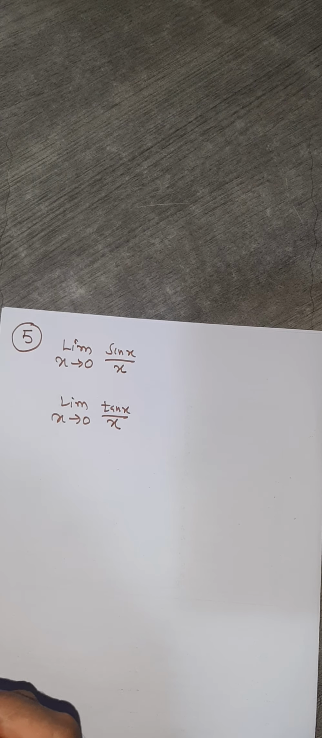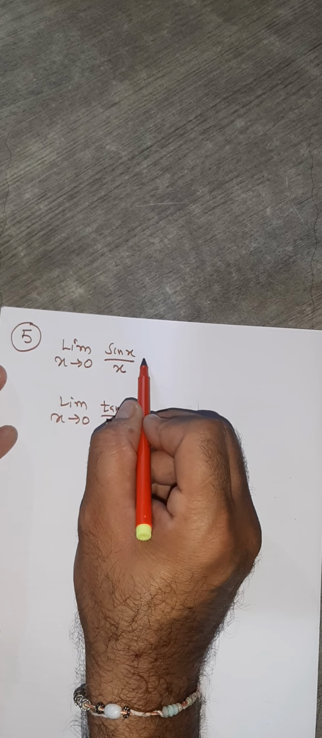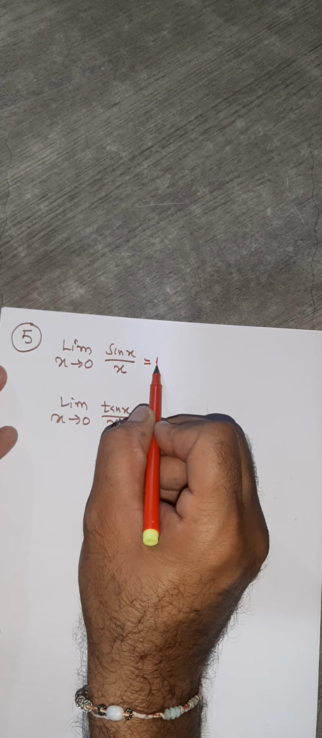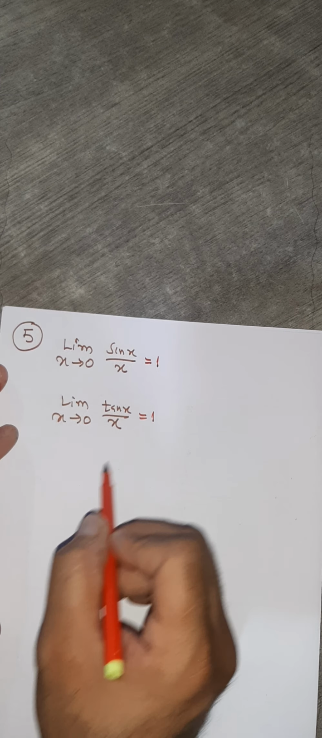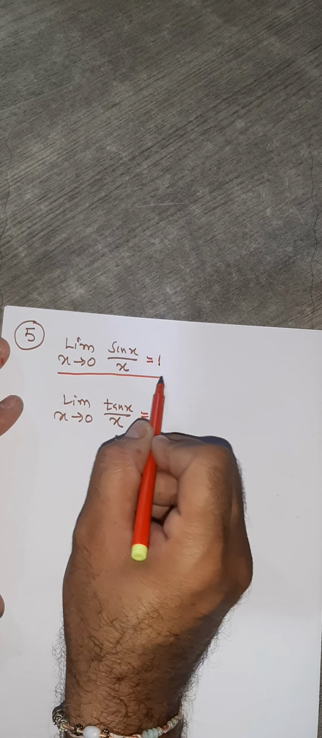Sin x upon x and tan x upon x, remember. Here, without proof, I'm writing this is 1, this limit is also 1. Whenever x is very close to 0, then the values of sin x upon x and tan x upon x both are very close to 1, remember. So these are the standard limits.